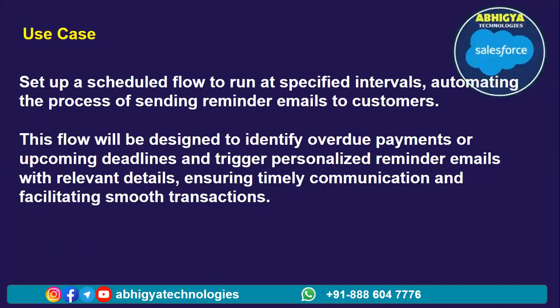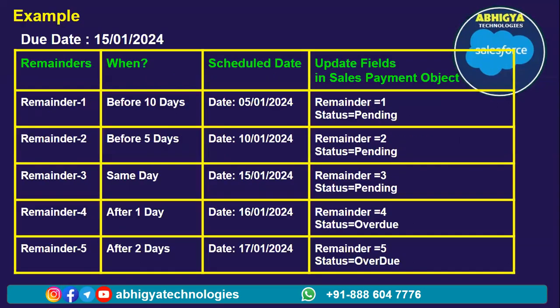We can set up a schedule flow to run at specific intervals, an automated process for sending reminder emails to the customers. This flow will be helpful for overdue payments or upcoming payment deadlines. We are going to send reminder mails to the customer with relevant details. So we can communicate with the customer in a timely way and smoothly complete the transactions. Here we have one example.